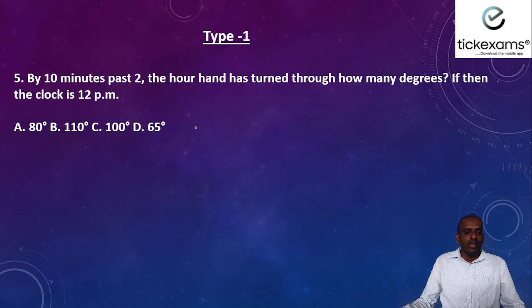Next question. By 10 minutes past 2, the hour hand has turned through how many degrees, if the clock was at 12 p.m.? So 10 minutes past 2, so 2 hours: 2 into 60 plus 10 minutes. So 2 into 60 is 120 plus 10, which is 130. Again, we will multiply with 0.5, which is 65 degrees. Option D, 65 degrees.